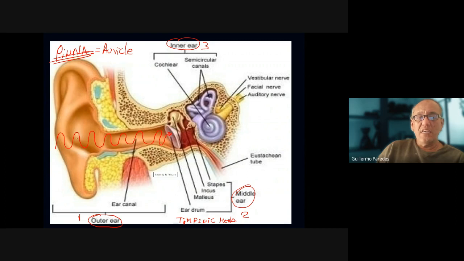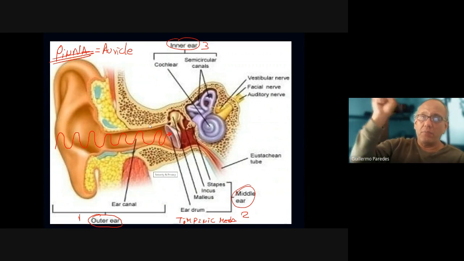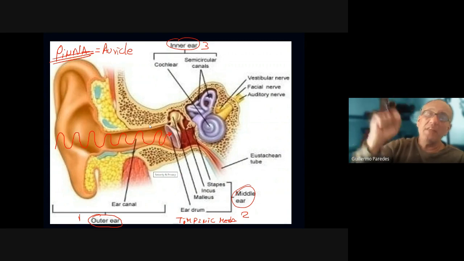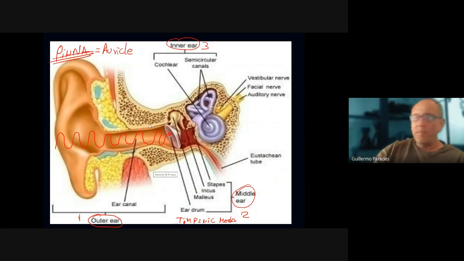When the sound wave arrives at the eardrum, it's like you are knocking on the door with your fist. Each sound wave is going to hit the tympanic membrane, and the tympanic membrane is the eardrum. It's like a drum, right? And it is actually going to vibrate. You okay with that? Yes.